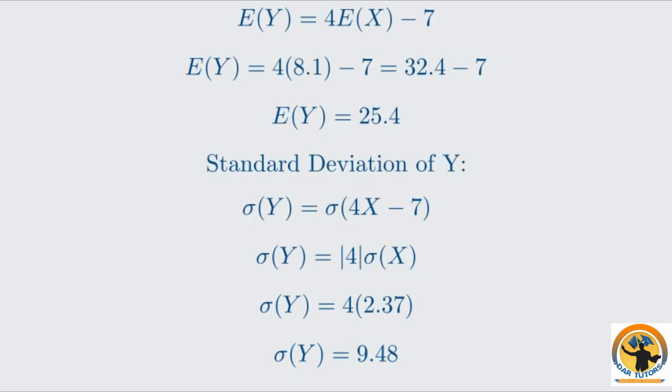You can see that finding the mean and standard deviation of y was very efficient. We didn't need to create a probability distribution for y at all. We just applied the properties to the mean and standard deviation of the original variable x. We've covered all the core concepts of discrete random variables. Now let's practice with some IB-style questions to solidify your understanding.